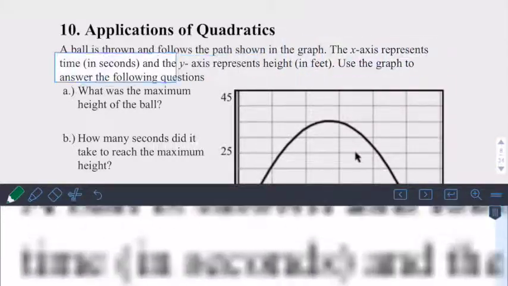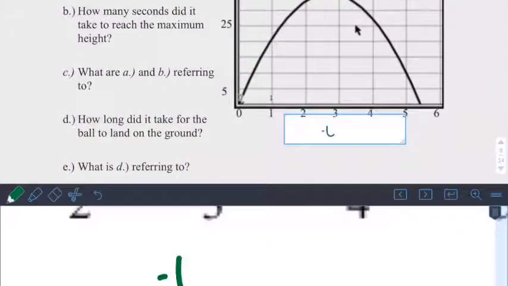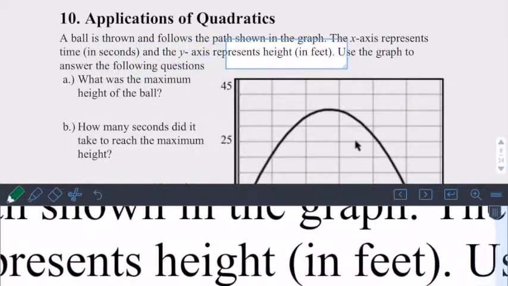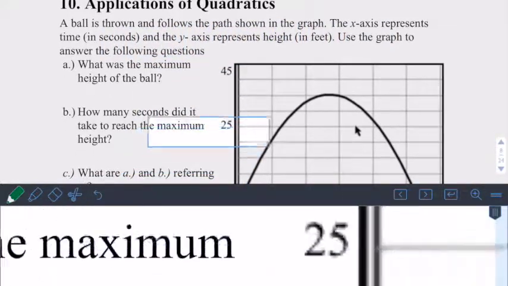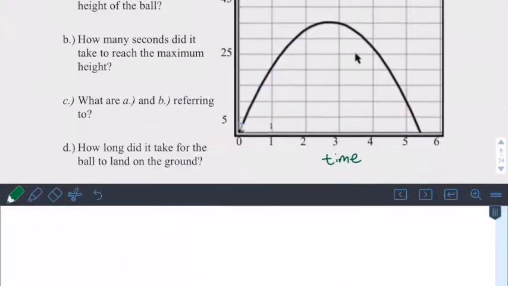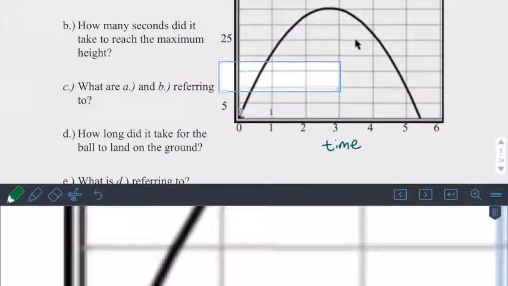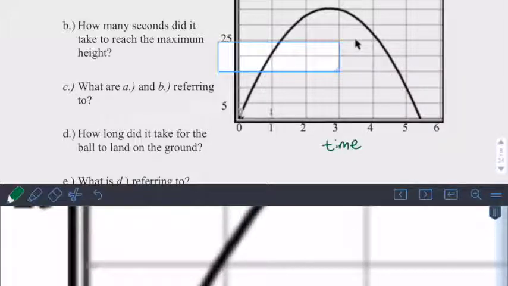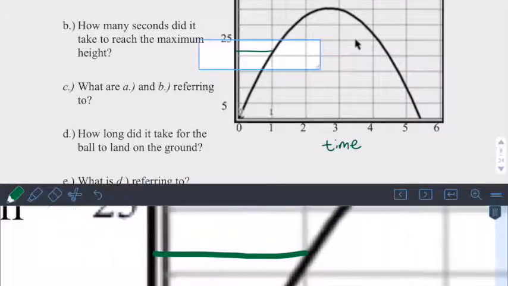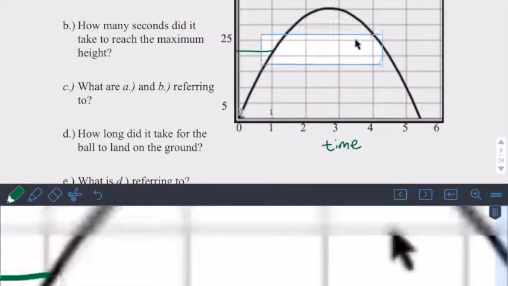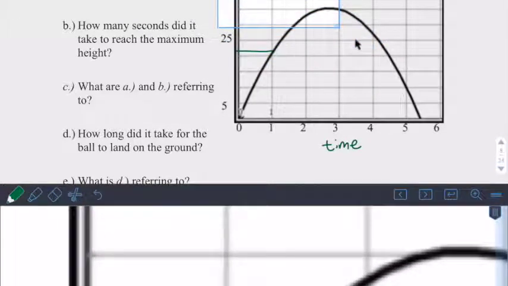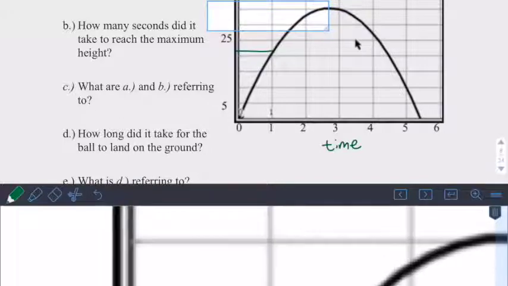The x-axis represents time, and the y-axis represents height in feet. Okay, so there's the height. So after 1 second, our ball is about 21 feet, right? After 2 seconds, our ball's about 25, 30, there's 35, so like 33 feet.